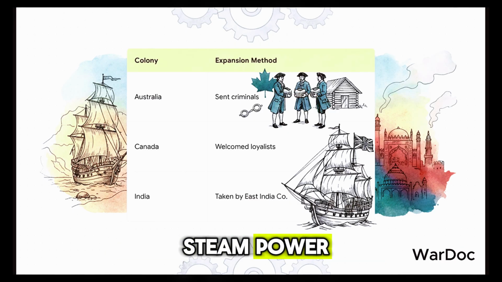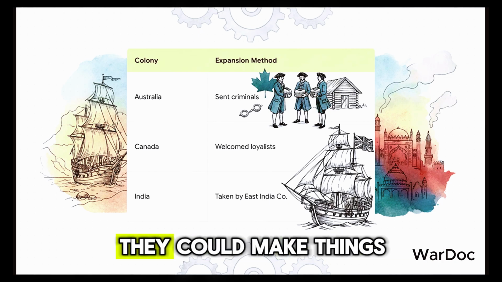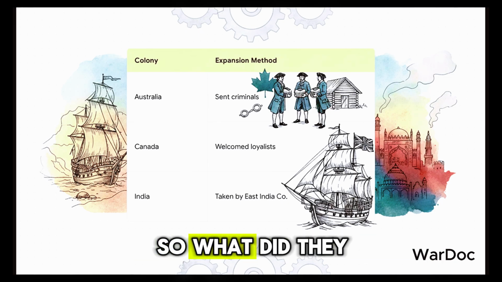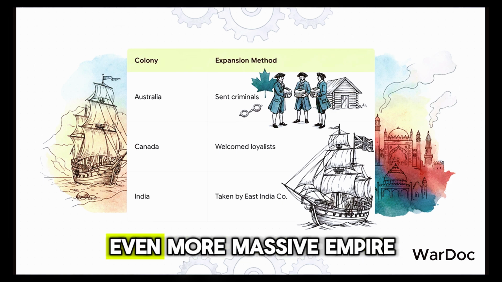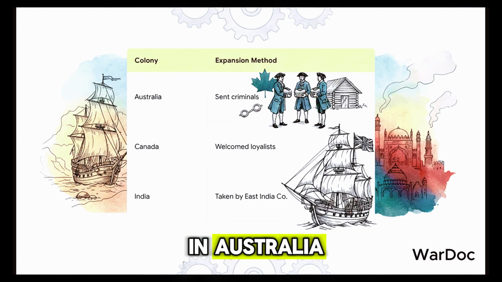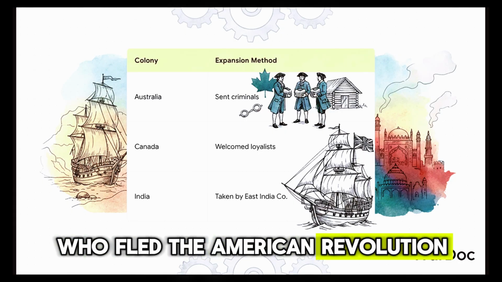Thanks to the booming steam power of the new Industrial Revolution, they could make things faster and cheaper, but they desperately needed new markets. So what do they do? They build a second, even more massive empire. They ship their criminals off to establish a colony in Australia. They welcome loyalists who fled the American Revolution up into Canada.